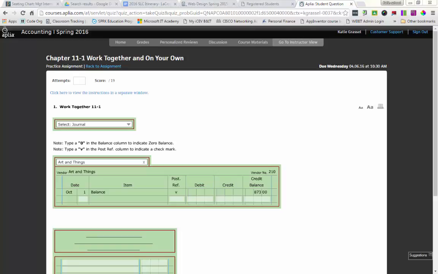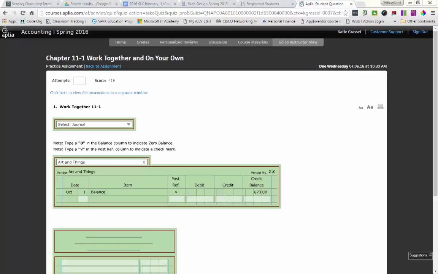So that would be another time that we'd be writing in our item column. But typically right now, we would only do that if we have to open up a new ledger page for someone and write the word balance in. Otherwise, we're going to be taking our post reference. Another new thing that we have for post reference for this chapter is we have multiple journals.